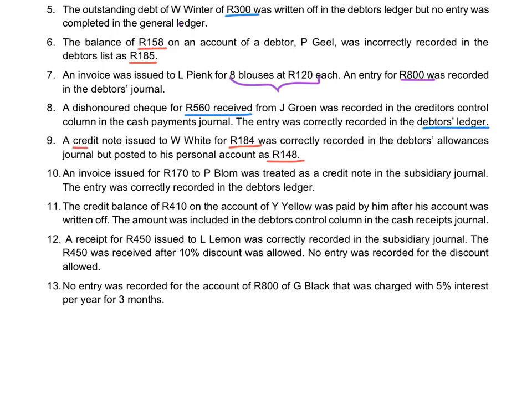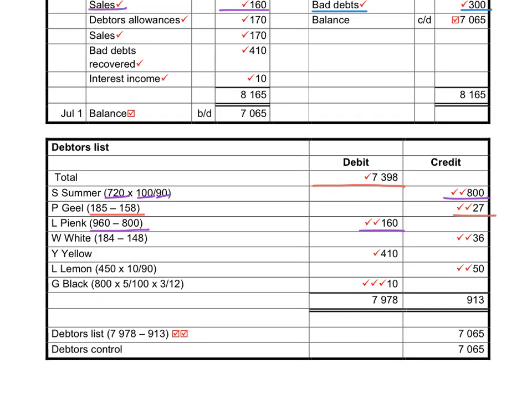When we issue a credit note, we credit his account. So we were supposed to credit his account with 184, but we only credited with 148, so we must credit his account with the difference between the two amounts. Because we put too little on the credit side, we will credit his account with 36 to decrease his account with the difference between 184 and 148.